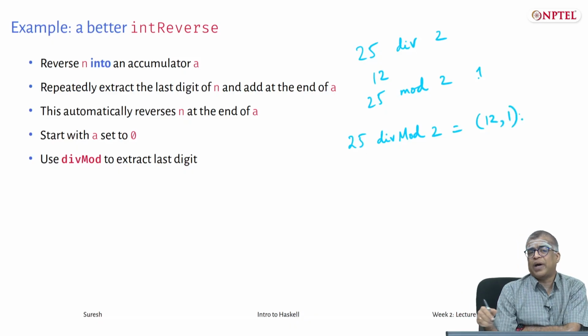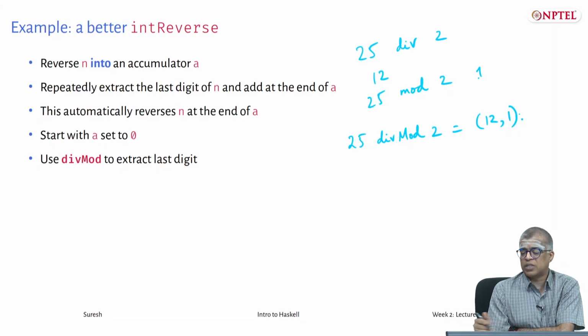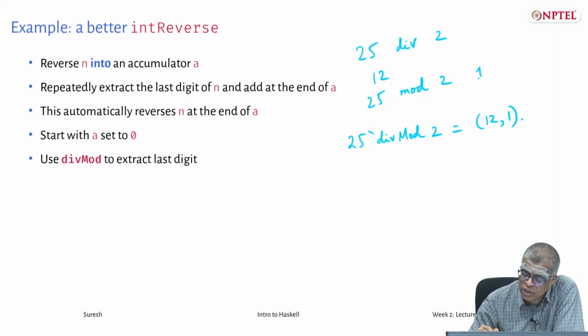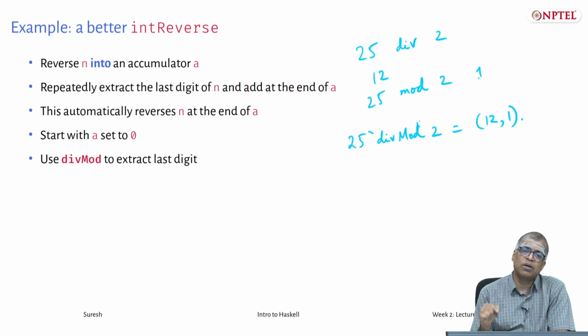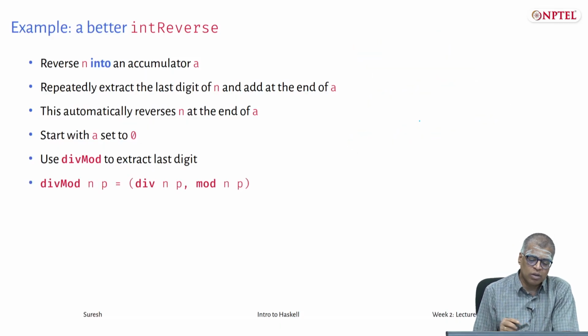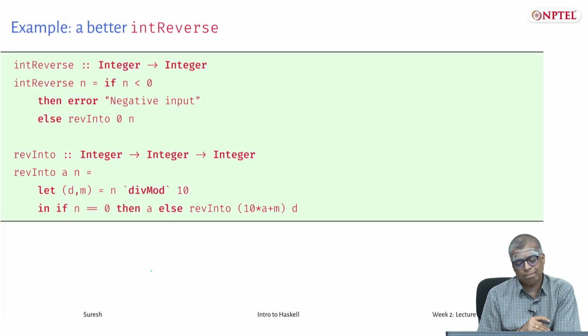We will see about pairs in one or two lectures later, but it's just like using pairs in mathematics. So you just put them within parentheses with a comma in between. So that's a pair x comma y. So 25 divMod 2 will give you 12, 1. Of course, I have to put this within backticks because in Haskell divMod is a function, and to be able to use it as an operator, I have to put it within backticks. So divMod n p is nothing but div n p comma mod n p, the pair.